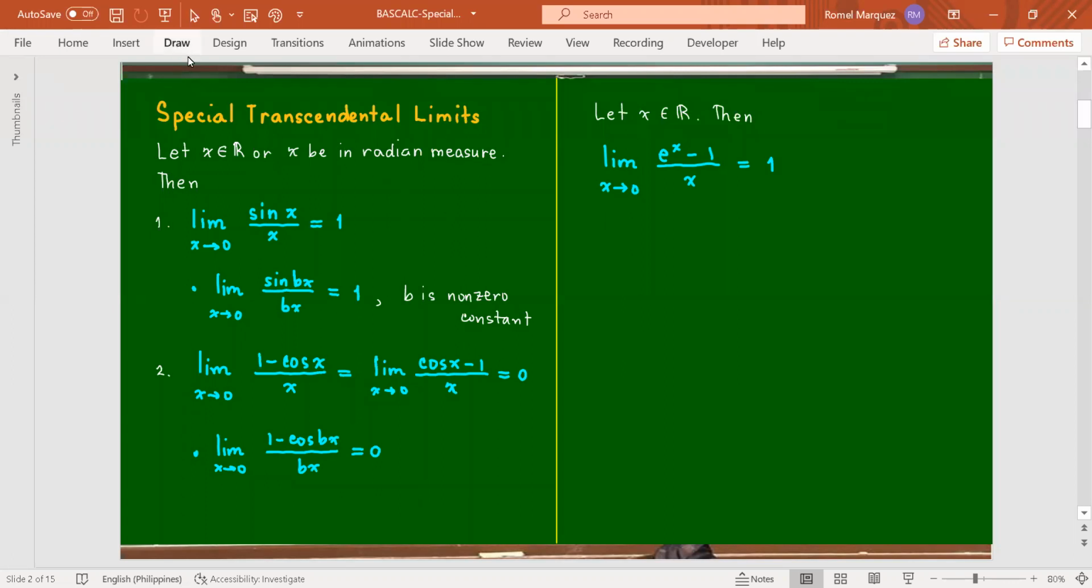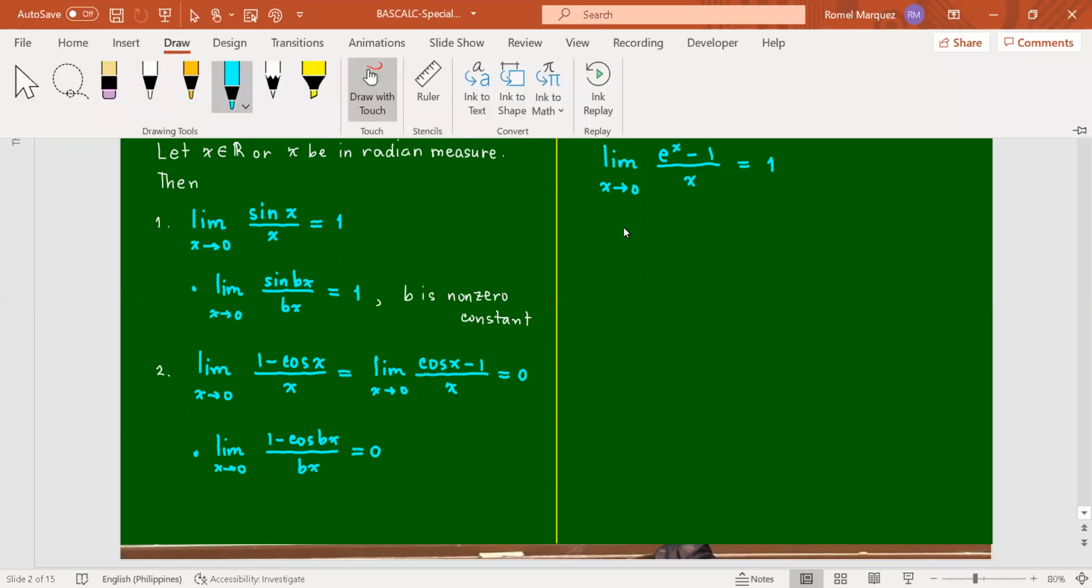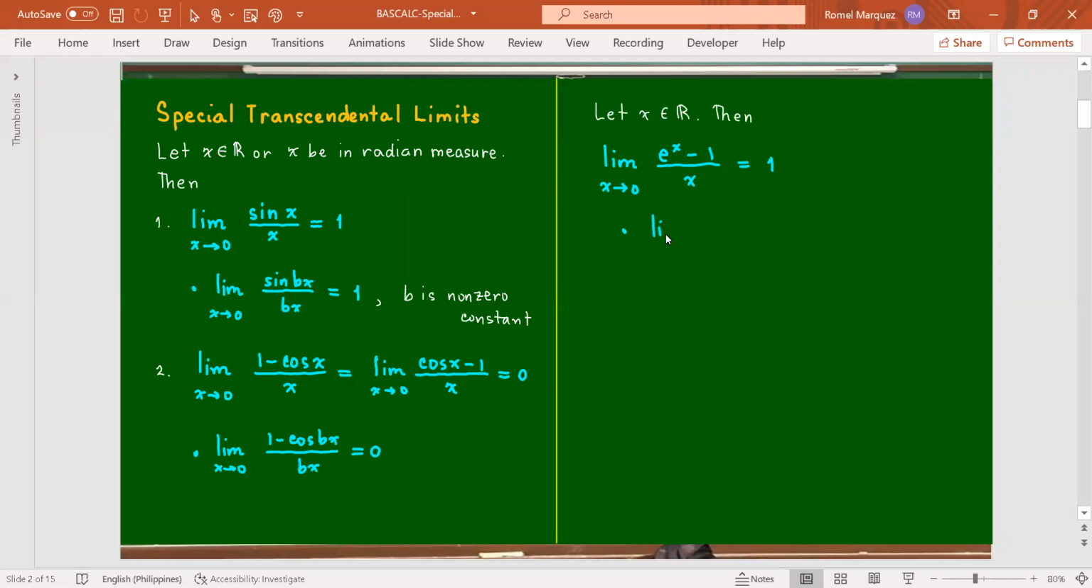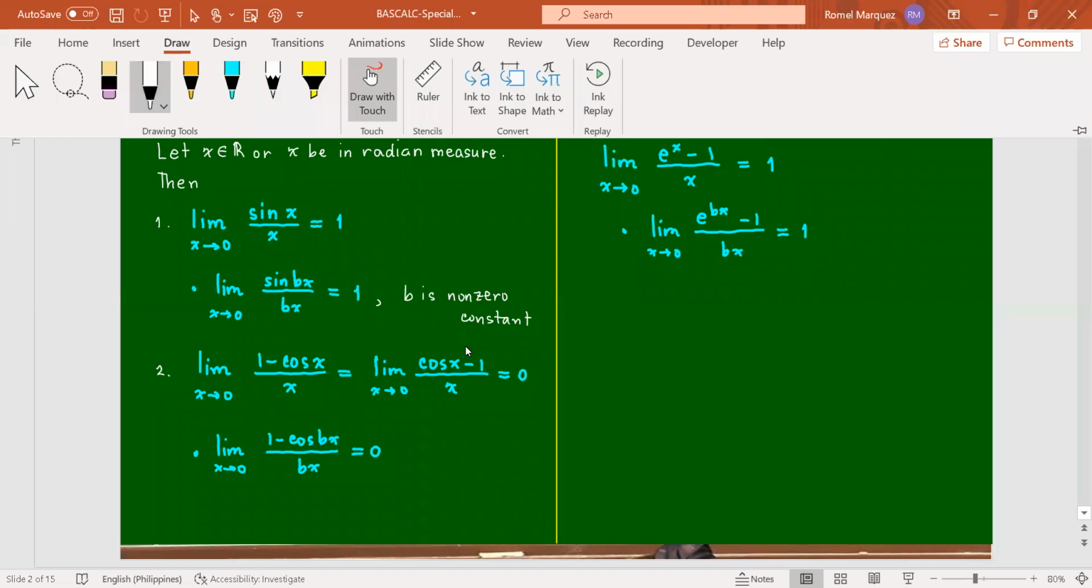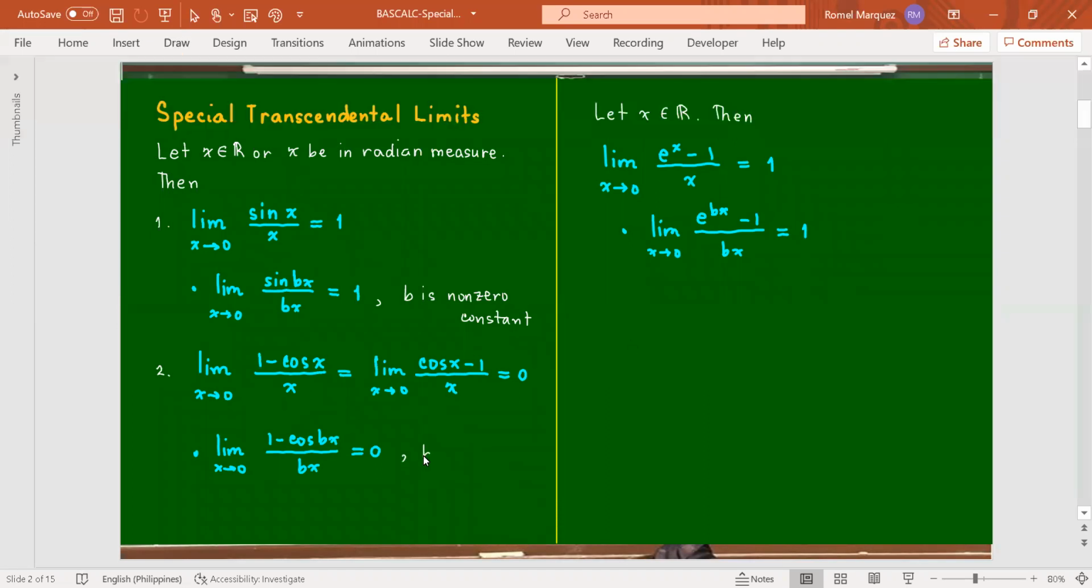Similarly here, if I multiply x by b, the limit of e to the bx minus 1 all over bx as x approaches 0 is still equal to 1, where b is a non-zero constant.